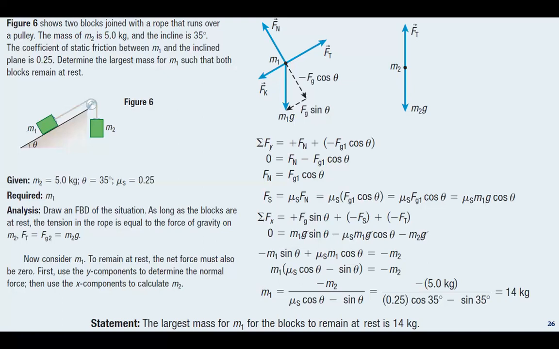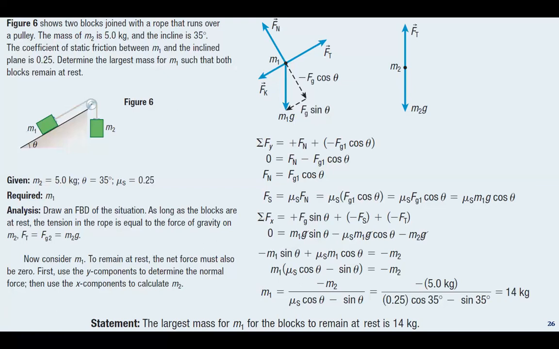Again, in the x-axis, we have the net force along the x direction equals Fg sine theta minus Fs minus Ft. And that gives us 0 equals m1g sine theta minus mu s m1g cosine theta minus m2g. Then we can cancel the common factor g, right? And that gives us m1 times mu s cosine theta minus sine theta equals negative m2. Therefore, m1 equals negative m2 divided by the difference mu s cosine theta minus sine theta.